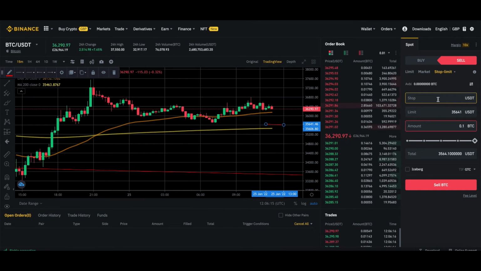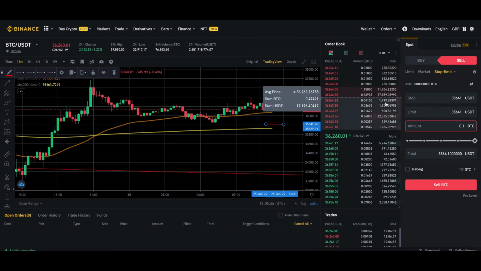So the stop is where it gets to. You could say it won't activate this sale until it gets down to it. But you could say, if it gets down to 35641, I want to sell it for 36. It will put a limit order in to sell it at that price. And it's just a helpful thing to do, so that if you go to bed or something and then the price just falls away from you, you know that you've got that stop limit, so you're not going to lose everything. You can just control it like that.